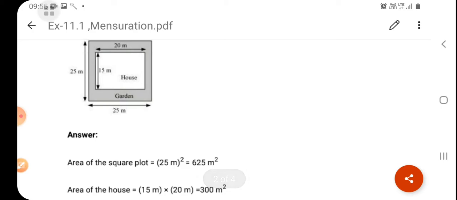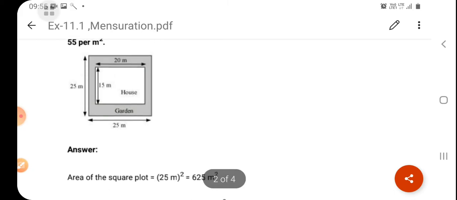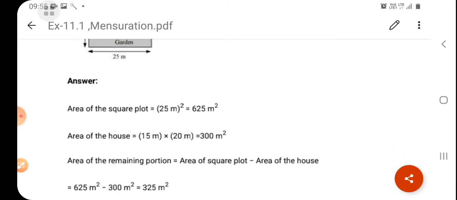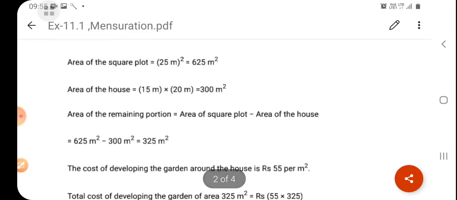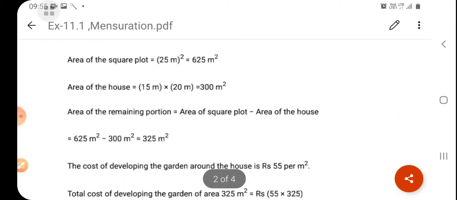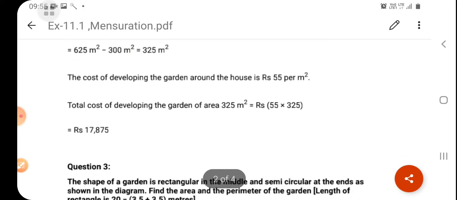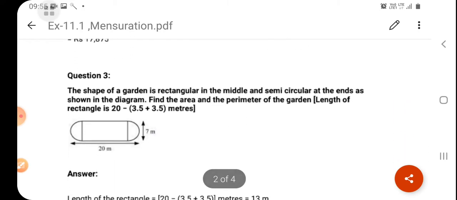Okay. So what is the area of the plot? It is 25 into 25, that is 625 square meter. And the area of the house, that is the area of the rectangle, is 15 meter into 20 meter, so it is 300 meter square. Now we have to find the area of the remaining portion, that is the square plot's area minus the area of the house, that is equal to 325 meter square. Now we have to develop this area at the rate of 55 per meter square. So we will multiply 325 meter square into 55, that is 17,875 rupees.